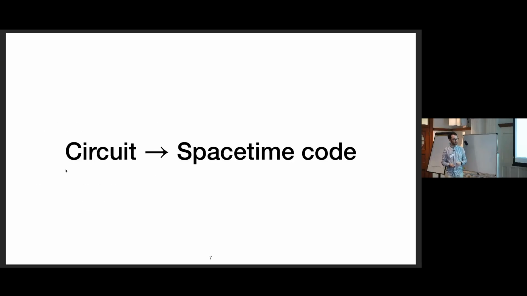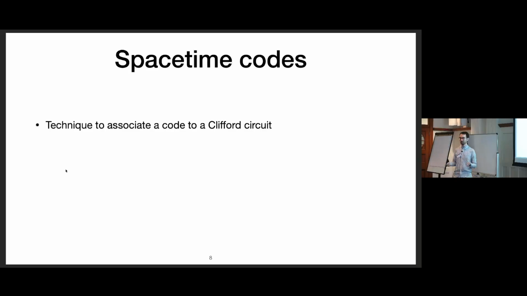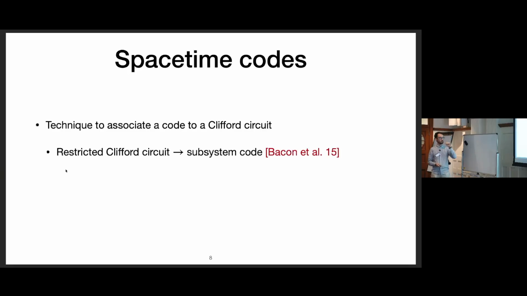Okay. So I want to start by talking about spacetime codes, which is another recent idea but actually has some history. This is an idea where we start from some Clifford circuit, and then we have a way to associate a code to this circuit. And this actually comes from over 10 years ago, this paper by Bacon and others.